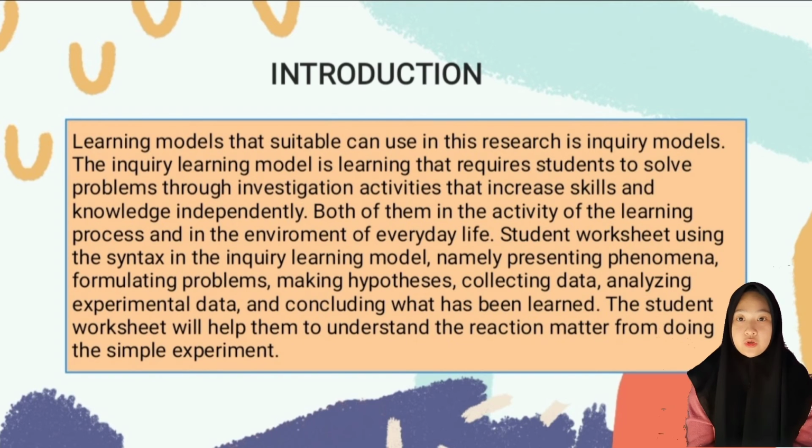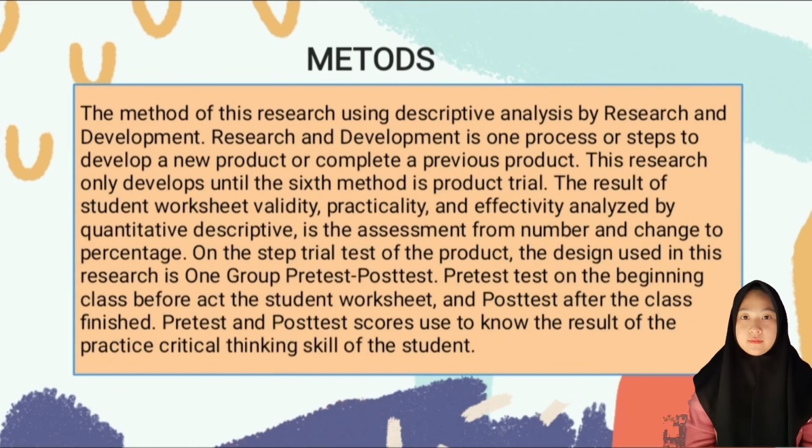Students proceed using the syntax in the inquiry learning model, namely presenting phenomena, formulating problems, making hypotheses, collecting data, analyzing experiment data, and concluding what has been learned. The student worksheet will help them to understand the reaction rate formed by doing a simple experiment.